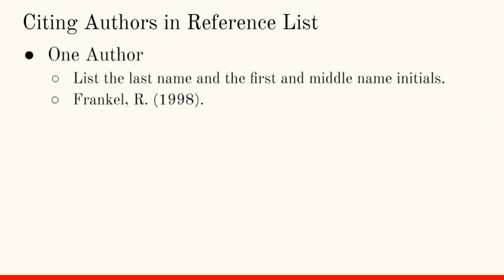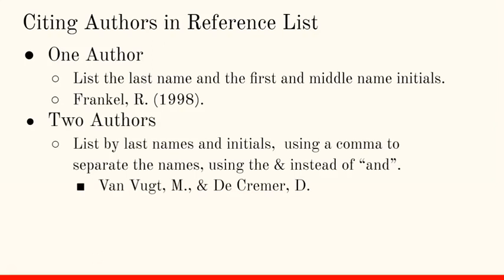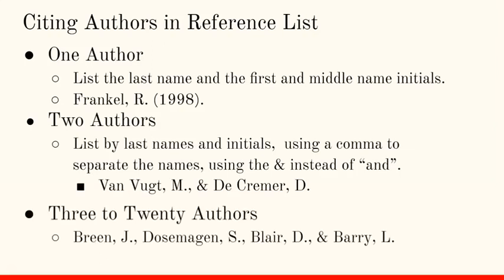When listing author names, you always write out the last name given and write only the initials for the first and middle names, with a comma to separate these elements. When there are 2 authors listed, you list both last names and initials. The names are separated by a comma and an ampersand. If there are 3 to 20 authors listed, you must write up to the 20th author's name, again separating the names with a comma. The last author's name is preceded by an ampersand.